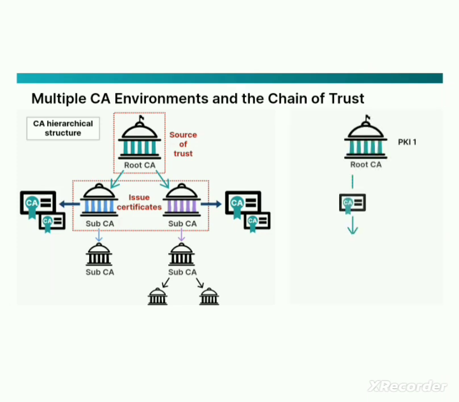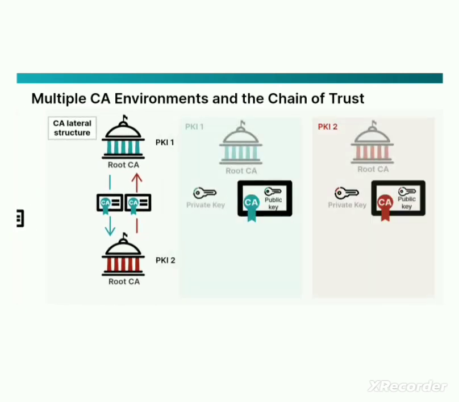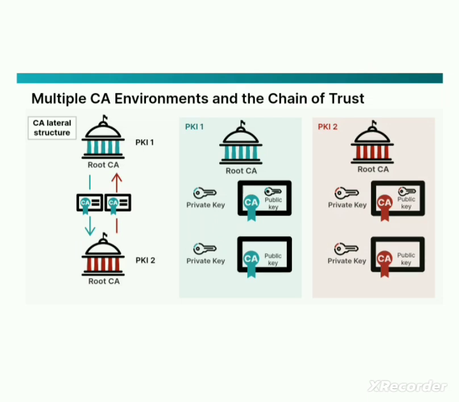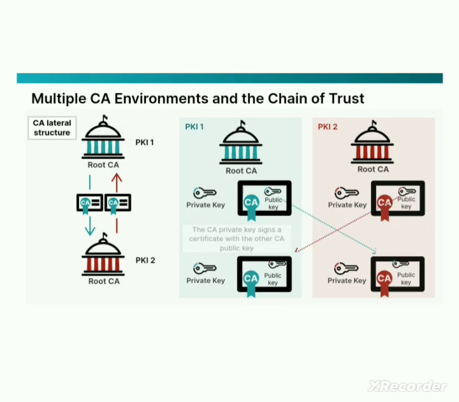Also, it is possible for a CA in one PKI to trust a CA in another PKI by cross-certifying. This is a lateral structure because the trust relationship exists between two CAs of different PKIs. In the process of cross-certifying, cross-certificates are created that allow users of one PKI to trust the users of another PKI, and the reverse.